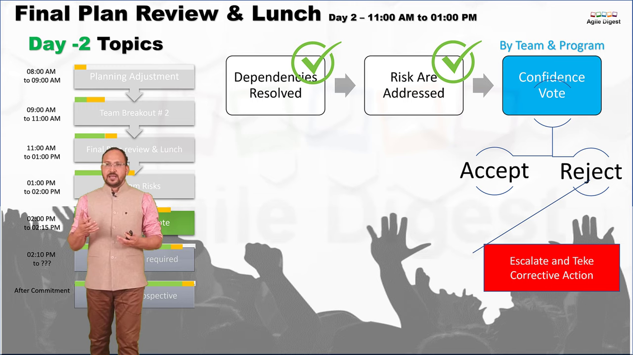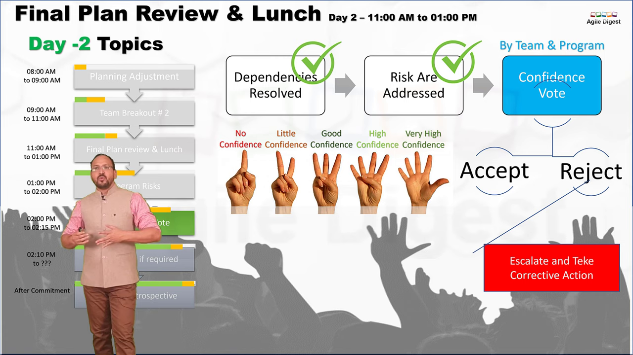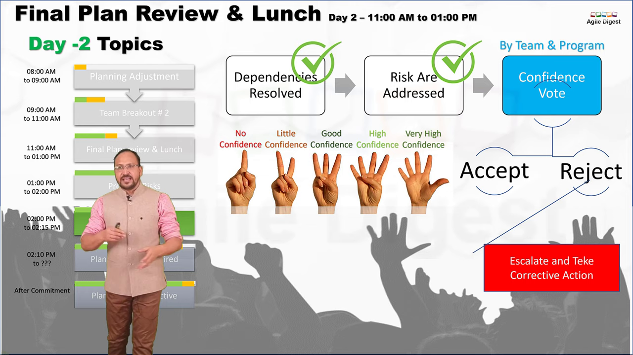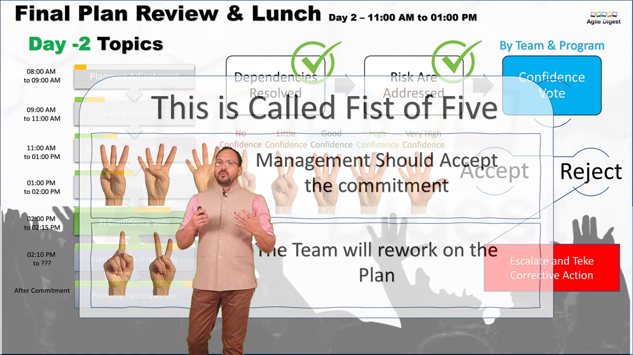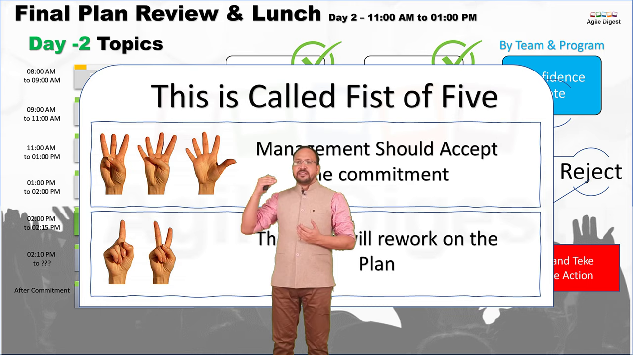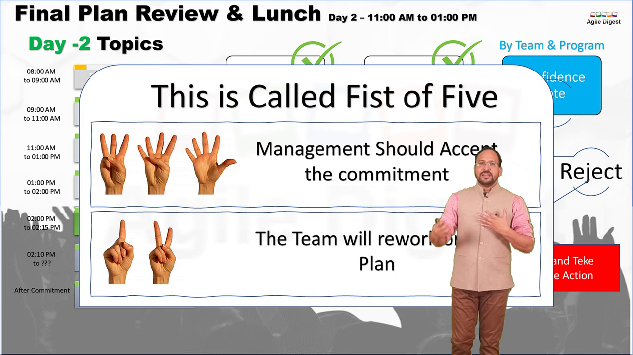How will I identify the vote or confidence from everyone? The technique is called fist of five. In fist of five, everyone shows fingers. One is no confidence, two is little confidence, and five is very high confidence. Based on the majority of those fingers from the majority of the people, we can identify the current state of our planning. If it is one or two fingers, that means the team will rework the plan. If it is three, four or five, then we think it's a moderate or high confidence the team has, and the management should accept that commitment. So we need to get the confidence of all involved parties so that we can proceed.